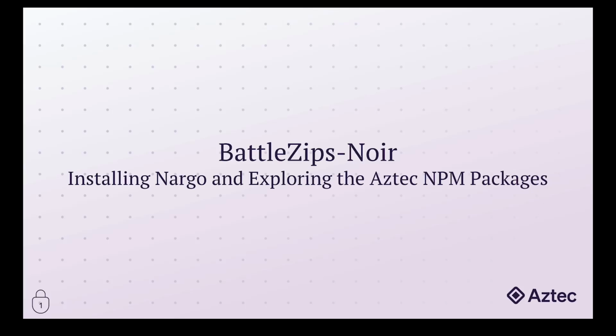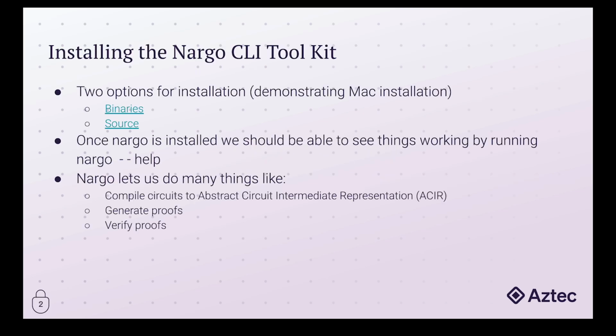Welcome to video 2 in the BattleZips Noir series. Today we're going to explore the Nargo command line toolkit and show how it can be used to interact with Noir proofs. Going on from there, we will then explore some of the TypeScript libraries that Aztec provides and show how they can be used for interacting with Noir proofs and are critical in the role of testing proofs. Wrapping up the video, we will go through a list of some helpful resources for those looking to dive further on their own.